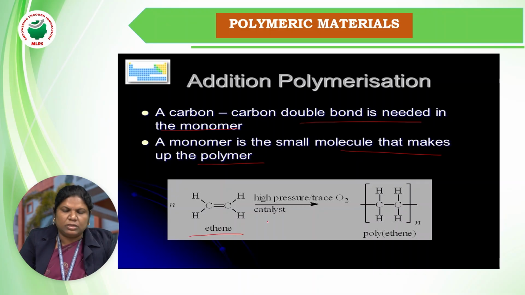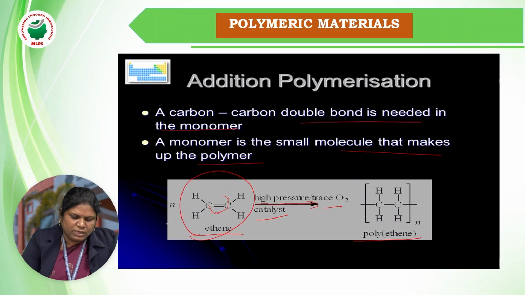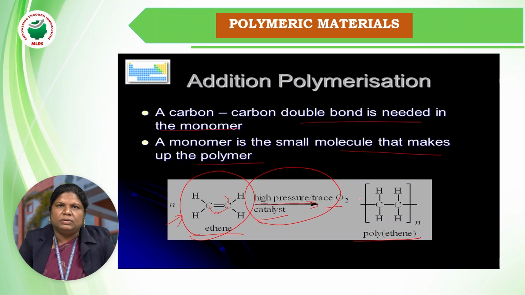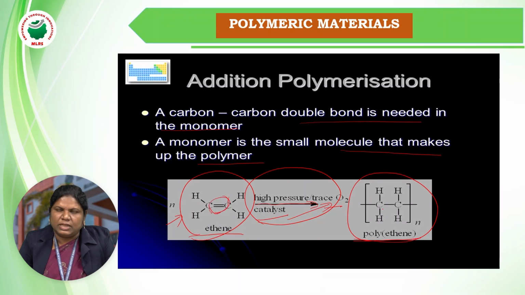Here see the ethene molecule, C2H4, which has the double bond. When it reacts in the presence of high pressure, traces of O2, and a catalyst, it will form polythene. N molecules of ethene will react in these experimental conditions, in the presence of high pressure, with traces of O2 acting as catalyst, and the polythene will be formed. Here the double bonds disappear and we get the single bonded polymer, nothing but polythene.